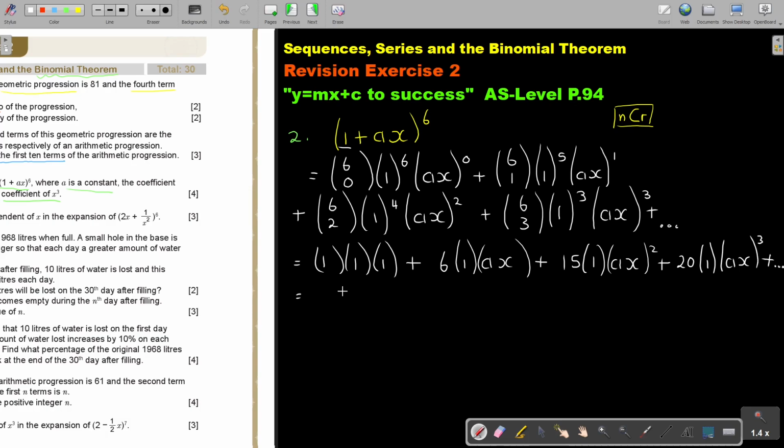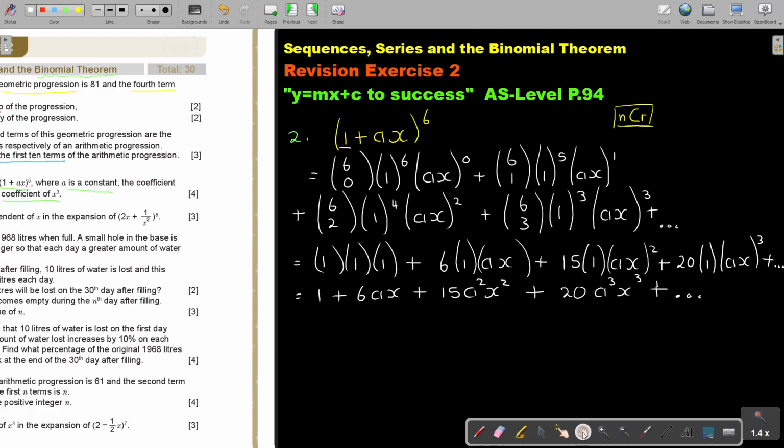Okay. So this is going to be 1. This is going to be 6ax. This is going to be 15a squared x squared. And this is going to be 20a cubed x cubed. And it goes on. Do you have that?